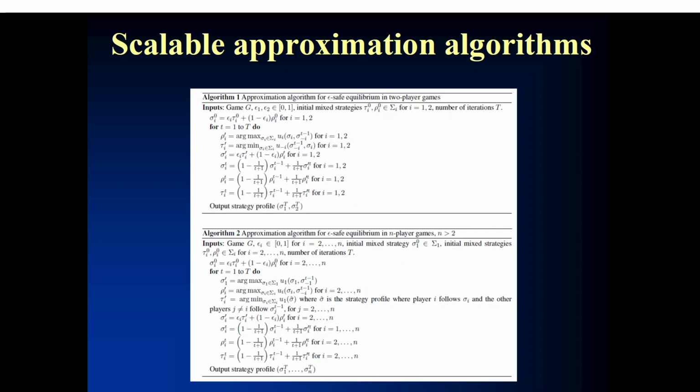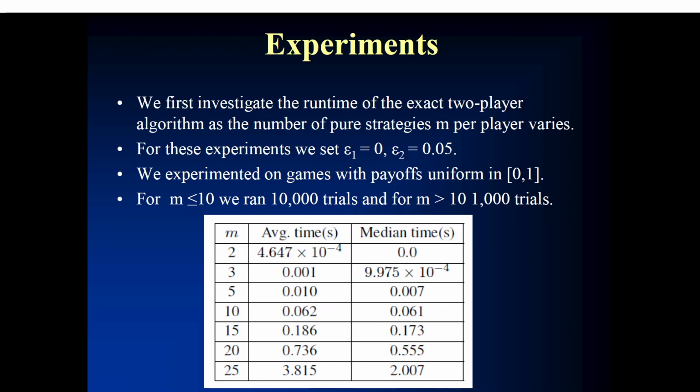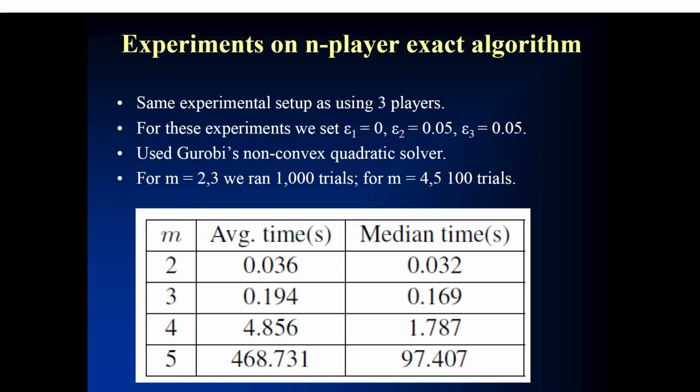I'm not going to get too into the details, but I'm going to talk about the running time. So first, we're going to use sort of standard values. Epsilon 1 is 0, epsilon 2 is 0.05. We can see the scalability of the exact algorithm. It's a fraction of a second up until you get to 25 pure strategies, then it starts to take a few seconds. For n players, now this is a harder problem, and it's pretty common to have poor scalability for n players. But anyway, it takes a few seconds, and then once you get up to n equals 5, it takes longer.